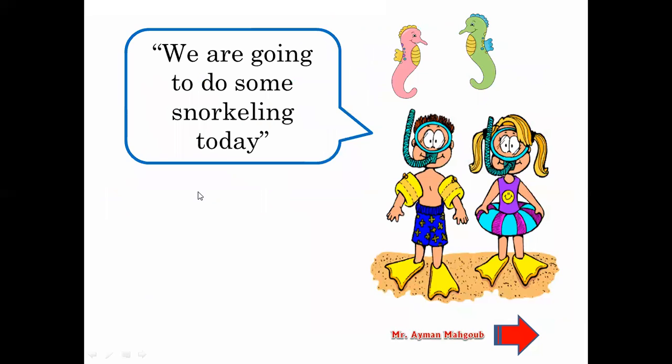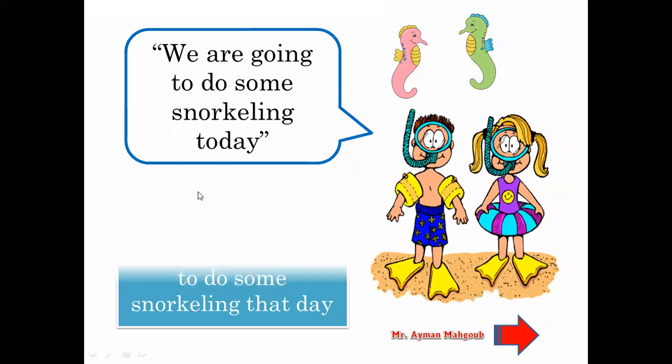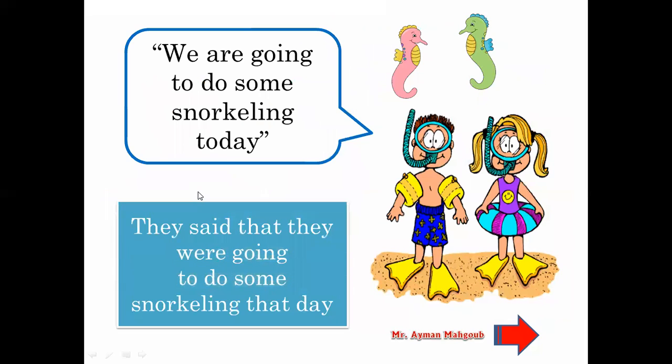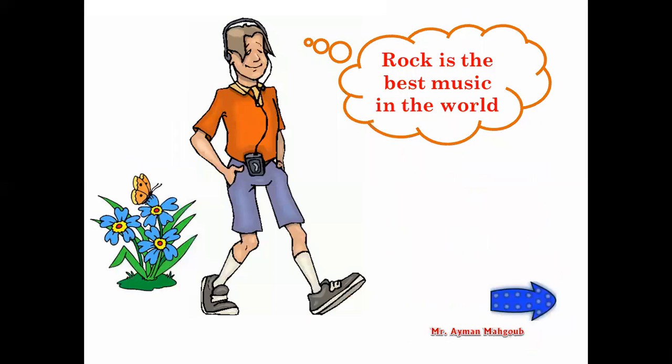"We are going to do some snorkeling today." They said that. They instead of we. They were talking about themselves and said we. Now we are talking about them and say they. They said that they were instead of are. We're going to do some snorkeling that day instead of this day or today.